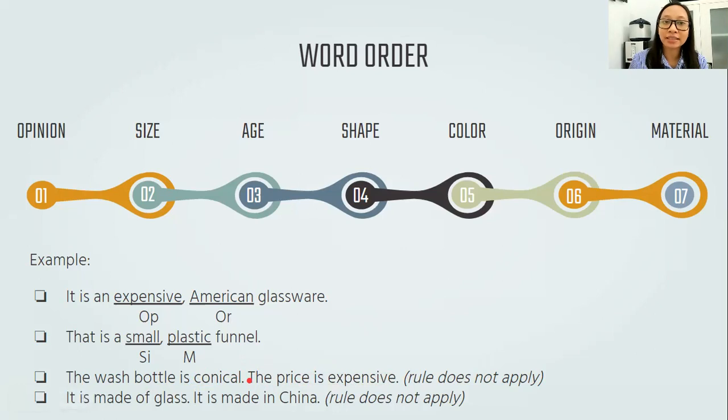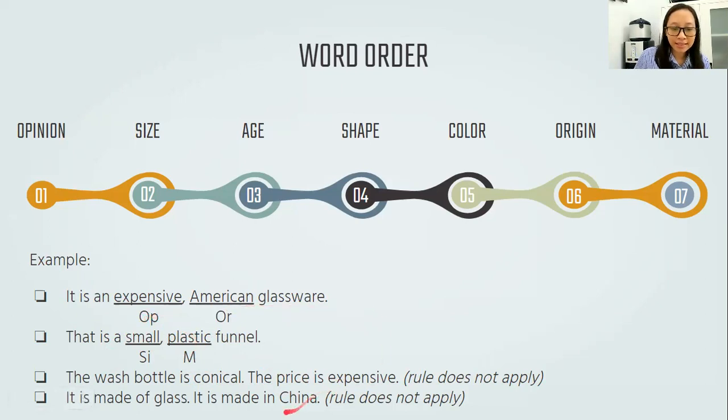They are in different noun phrases. Noun phrases-nya sudah berbeda. Sentence-nya sudah berbeda. Jadi mau jelasin conical dulu boleh, mau jelasin expensive dulu juga boleh. Expensive ini kan opinion, while conical is shape. Jadi boleh dulu. Shape dulu boleh, expensive dulu, opinion boleh. Because they are different sentences. Tapi kalau dalam satu sentence, dalam satu noun phrase, ada dua adjectives, kita dahulukan yang size, baru yang material. Kita dahulukan yang opinion, baru yang origin.